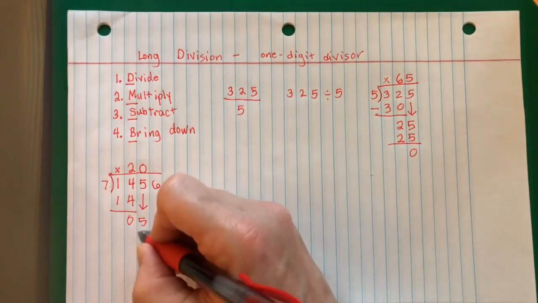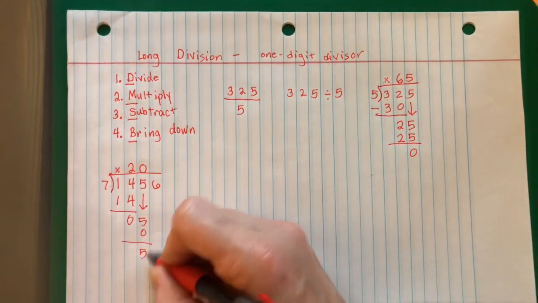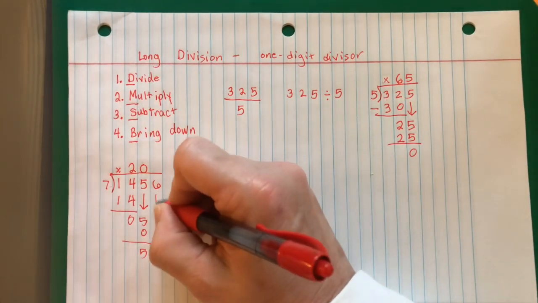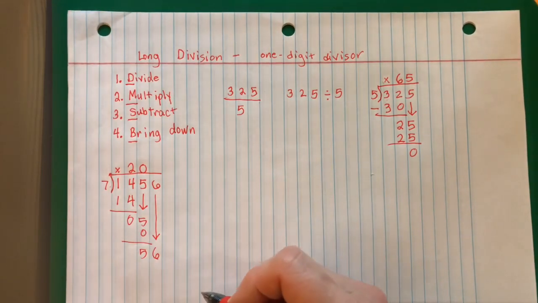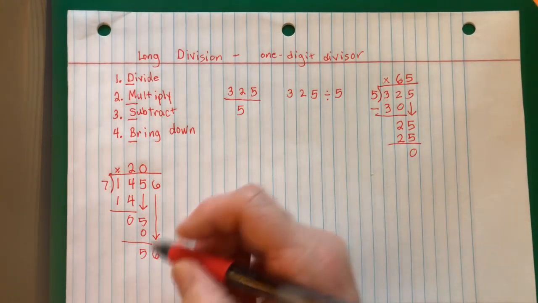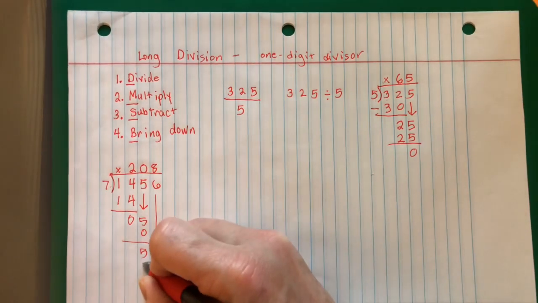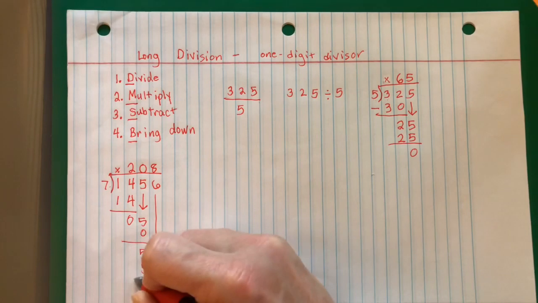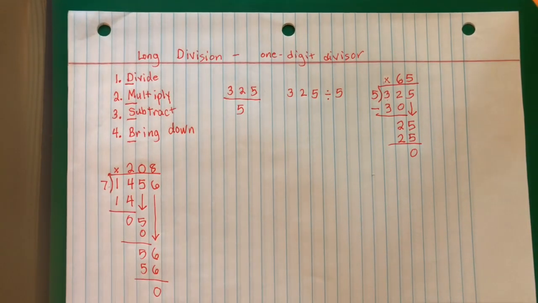Now, if I multiply, I get 0, because 0 times 7 is 0. I subtract, get 5, and I can bring down my 6. Now, 7 goes into 56 8 times. And then I multiply. I get 56, and this is 0. Now, my answer is 208.